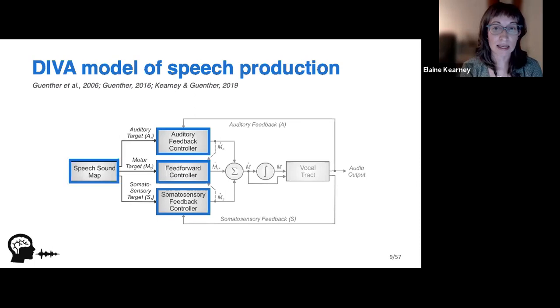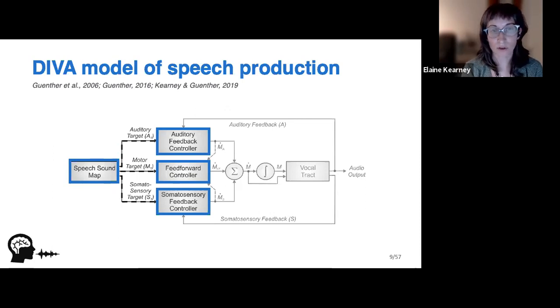Production of a speech sound begins with a readout of a set of learned targets that are sent from the speech sound map here on the left to these three controllers. When we say sound in this context, it could be a phoneme, a syllable, a word, just a sound or a sequence of sounds that are well learned. The auditory and somatosensory targets represent the desired states of the sensory systems for that current sound. Then the motor target is basically the motor program for the speech sound and specifies the sequence of articulatory movements for the current sound.